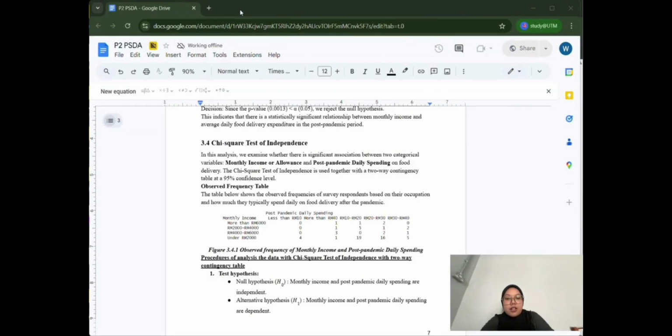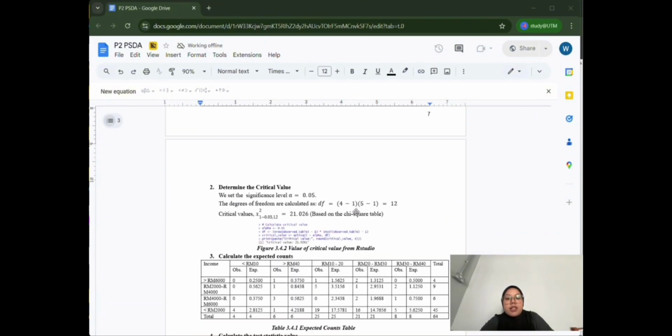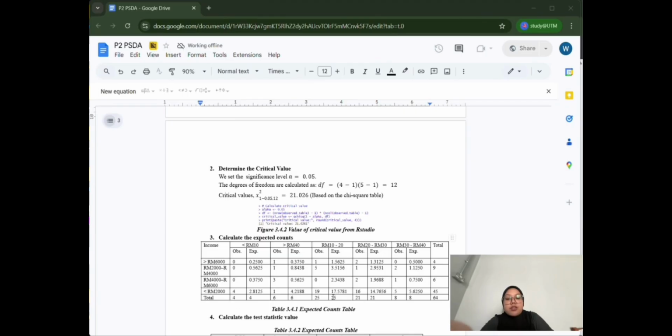And for the final part of our analysis, I conducted a chi-square test of independence to examine whether there is a significant relationship between a person's monthly income or allowance and their daily spending on food delivery services after the pandemic. To carry out this analysis, we used a two-way contingency table at a 95% confidence level, and we categorized respondents by their income range and their self-reported post-pandemic spending level. Then we calculated the expected frequencies for each cell in the table based on the assumption that the two variables are independent.